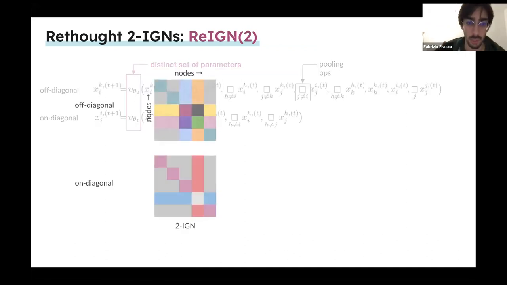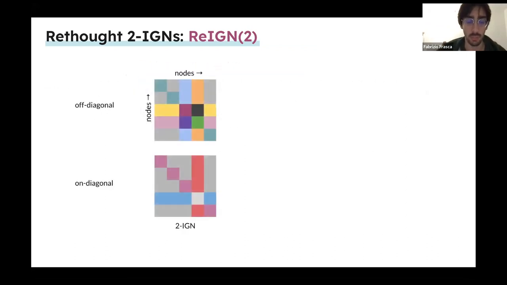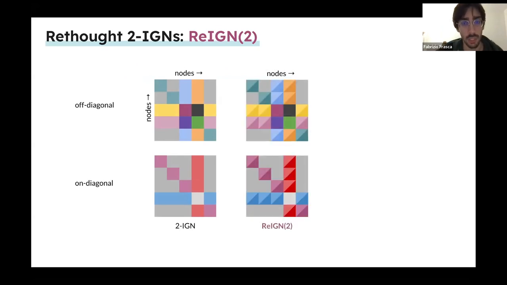Now, maybe this would help if we take a look more visually. What happens is that we have this matrix. We are showing how off diagonal terms and on diagonal terms are updated. Each of these has a different color which conveys the fact that we are using a specific different parameter for that particular element in the update equation. Whenever we have more than one element sharing the same color, we pool these elements together. So we can visually represent 2-IGNs like this. So in our case, what happens is that, first of all, we don't really have nodes on rows, we have subgraphs, right? So in a sense, the interpretation is different, although the operations would essentially be the same.